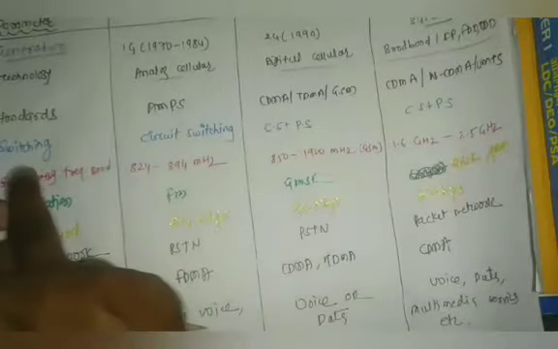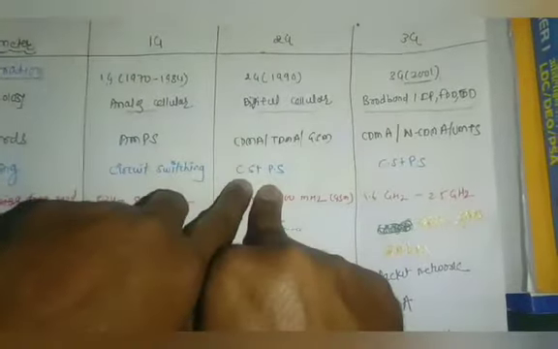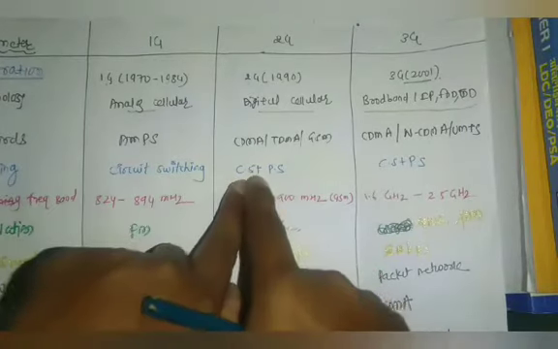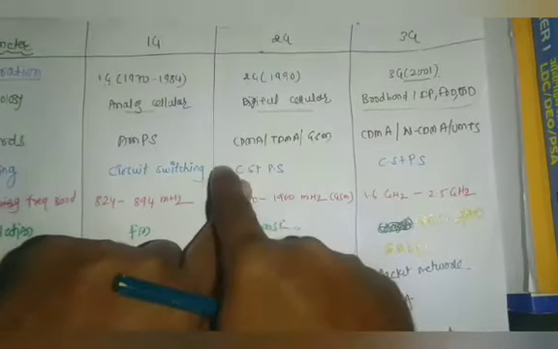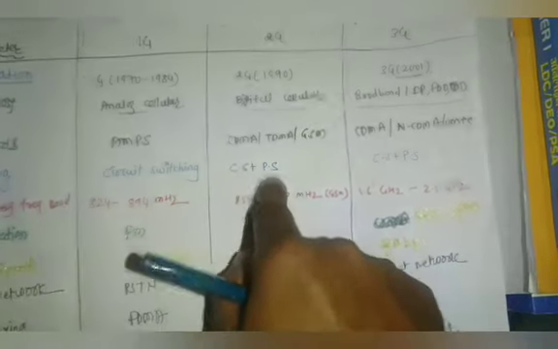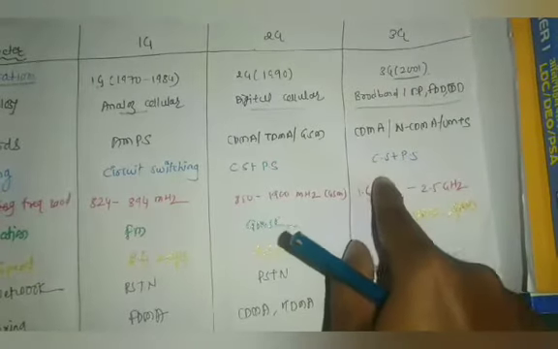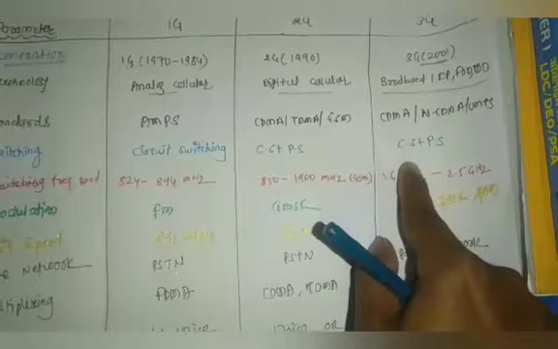Then switching. 1G uses circuit switching. 3G uses circuit switching plus packet switching. I write the short forms, but you don't write short forms in the exam. You write only the long form. So circuit switching and packet switching. It uses circuit switching as well as packet switching.